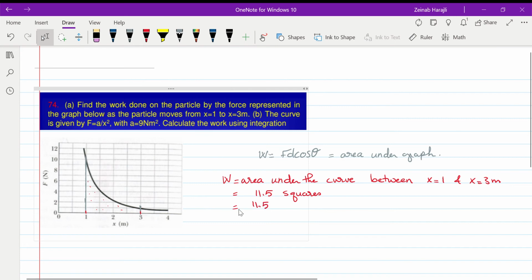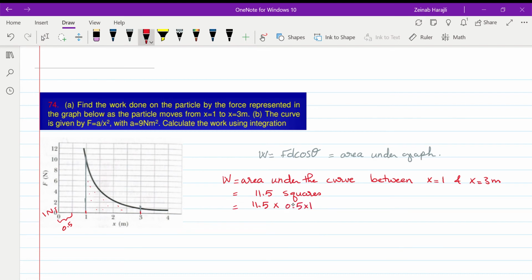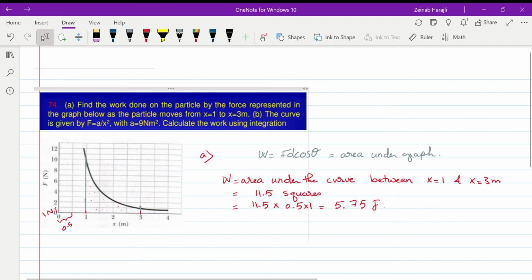And the area of these squares will be 11.5 times, let's look at the value for each square. Horizontally we have here 0.5 meters and vertically we have 1 Newton. So the area of one square is 0.5 times 1 Newton meters, which is joules, and this will give us a work done of 5.75 joules. So this is part A.